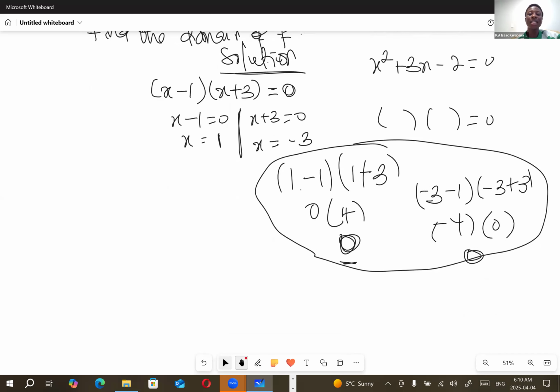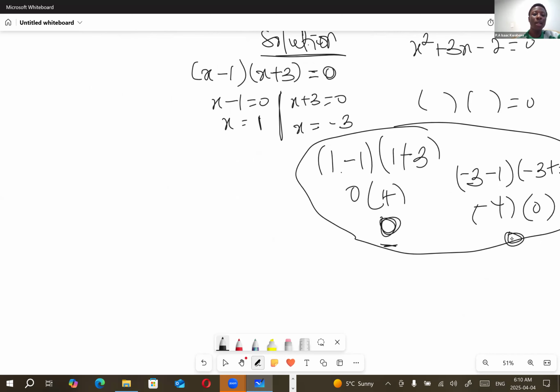So, after setting the denominator to 0, this is how you write the domain. You just write domain of f equals, then you open a curly bracket. See, it's not any other bracket. A curly bracket, x.